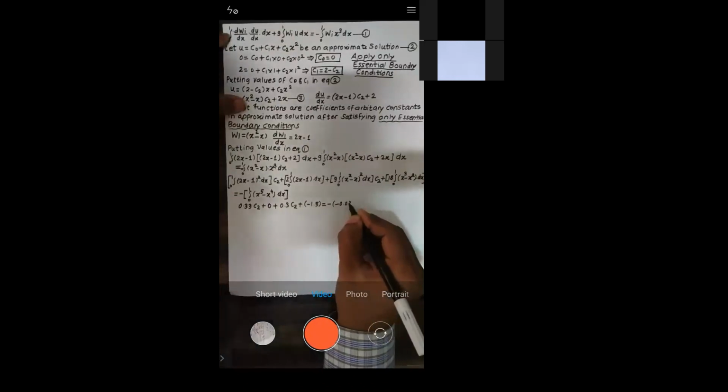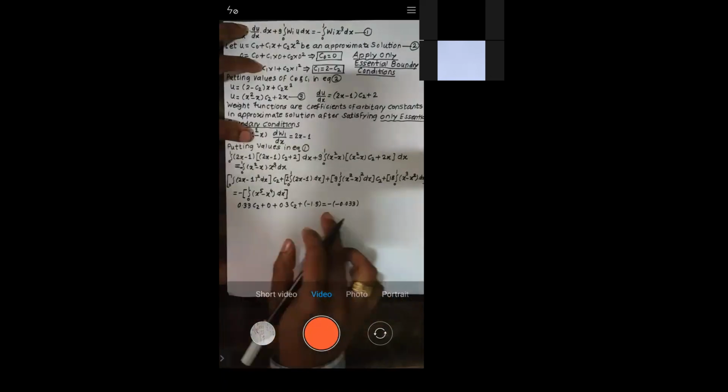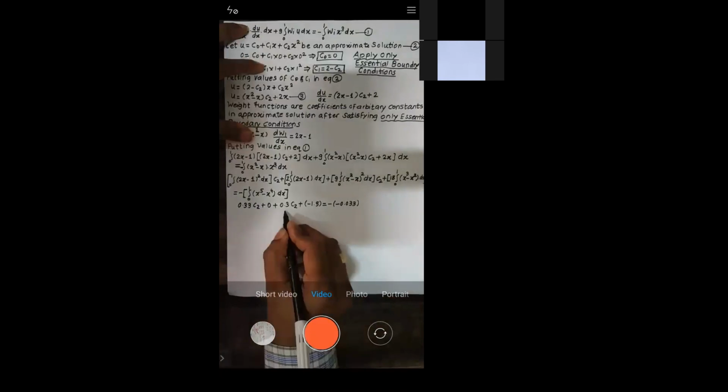Now all of you solve this equation and tell me what is the value of C2. You have a single equation, single unknown. Tell me the value of C2. What are you getting? Solve and tell me the value of C2.